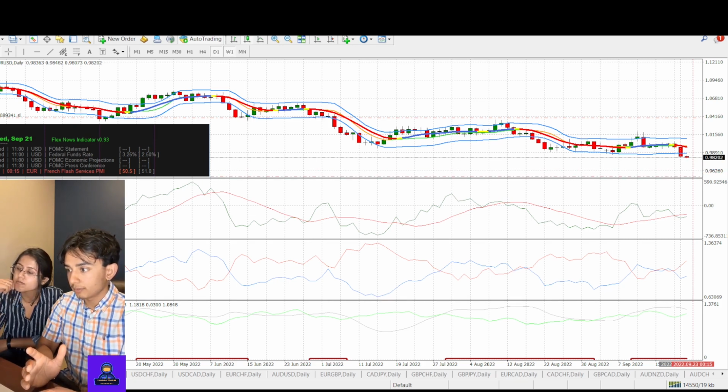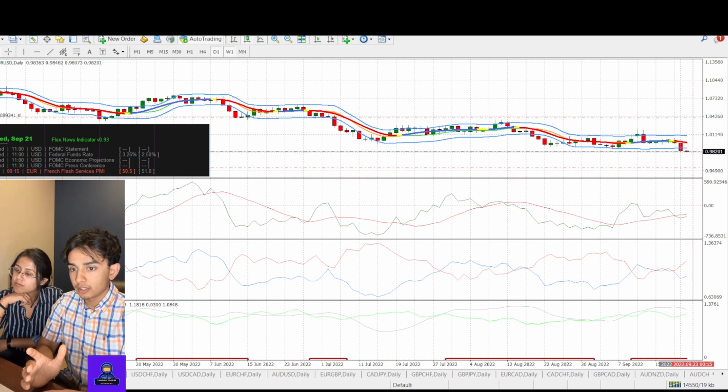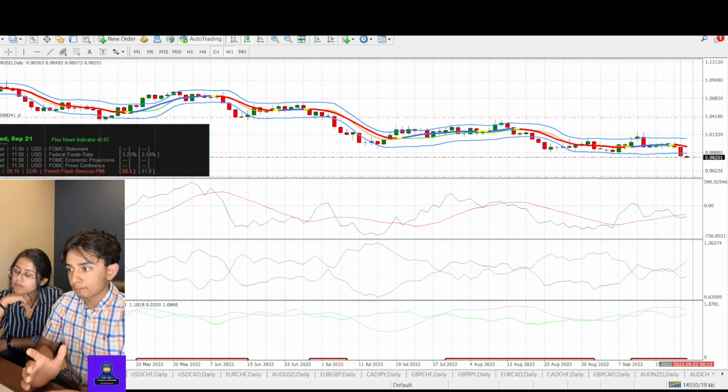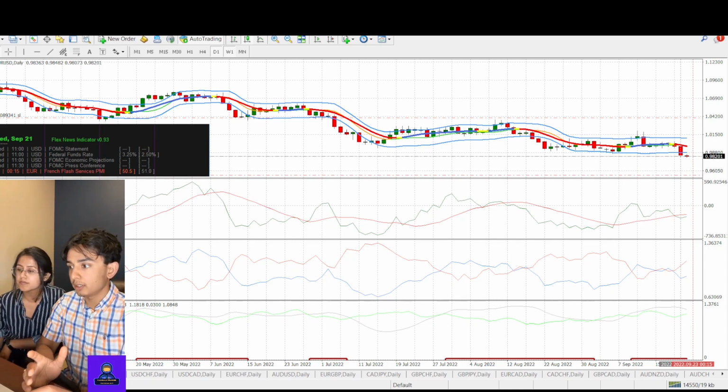Right there. My news indicator is kind of blocking it, but this is basically what it would look like. The stop loss would be up here, and the take profit level would be here. If price hits the take profit level, our trade would exit in profit. If price hits the stop loss level, we would exit the trade in a loss.